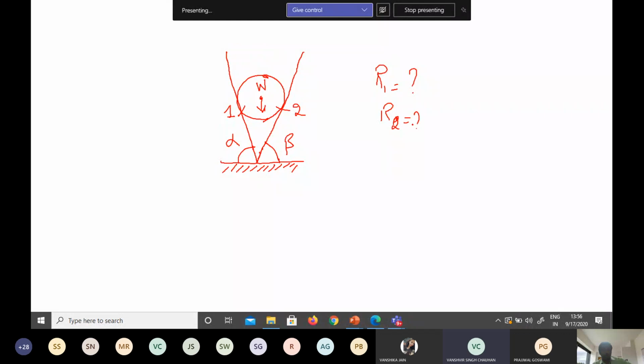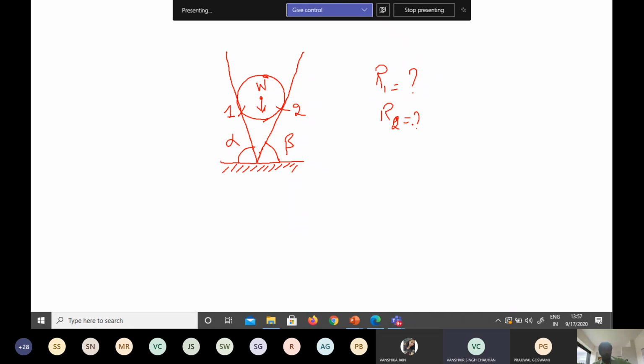So I am again repeating the question for you. A spherical ball of weight W rests in a triangular groove whose side walls are inclined at an angle alpha and angle beta to the horizontal. Find the reactions at the surface of contact.